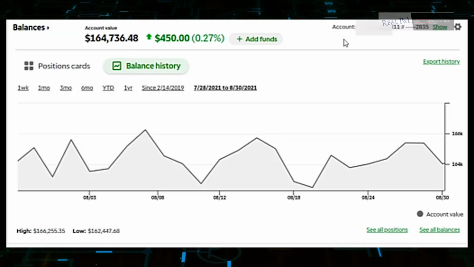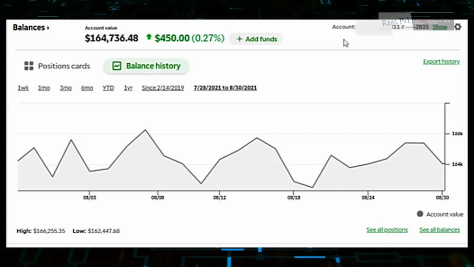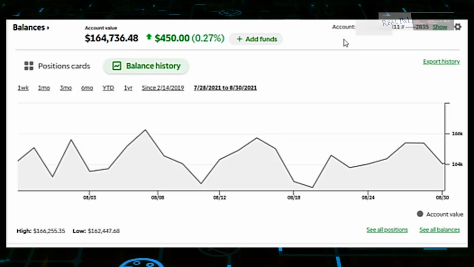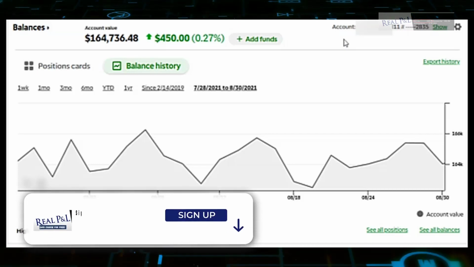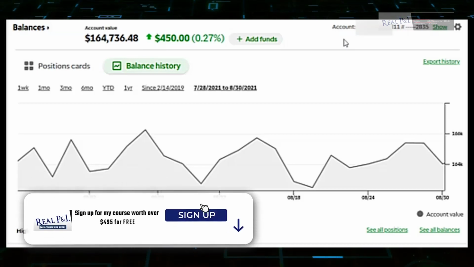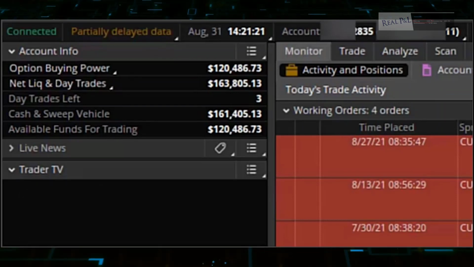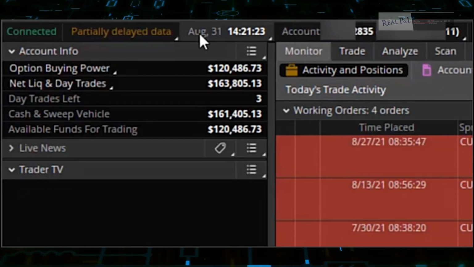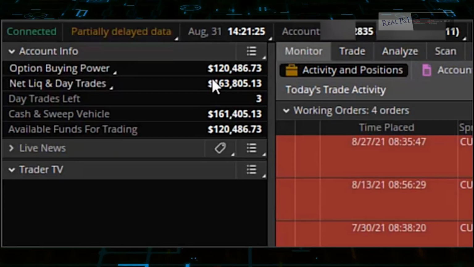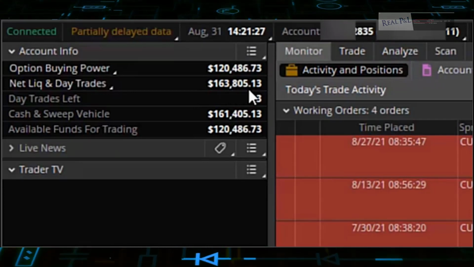You're going to have those months where you're not always going to be up every month, but when you get the overall returns, you're going to be doing very well, and you're going to be hedged if there's a crash. Okay, here's my Synthetic Dragon tastytrade account, my real P&L. I just wanted to show you that. It's August 31st, the market's closed, 163,805.